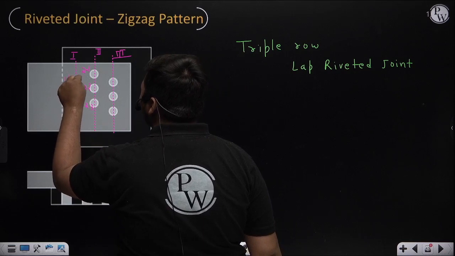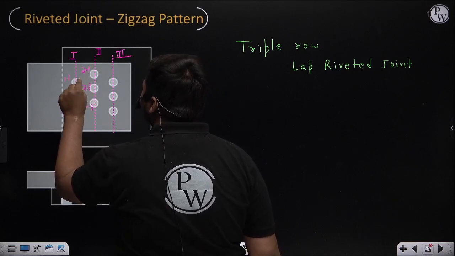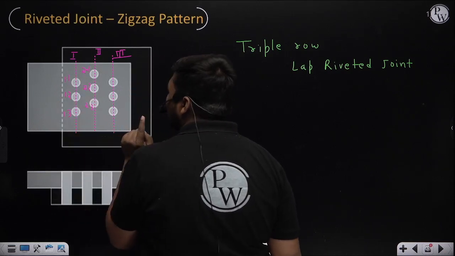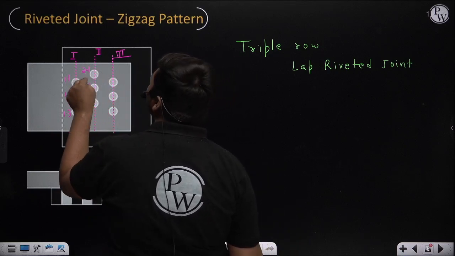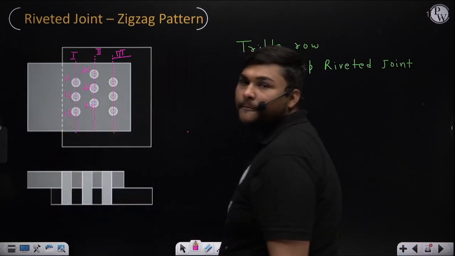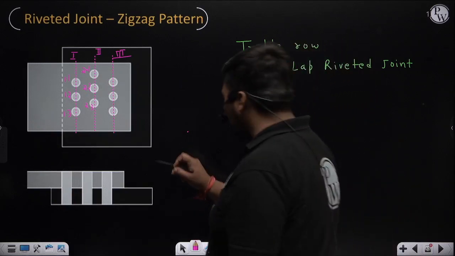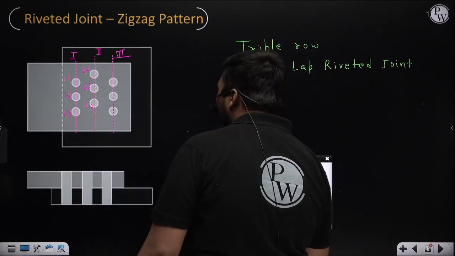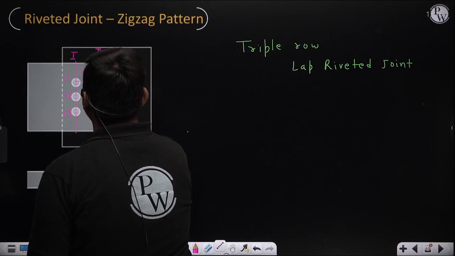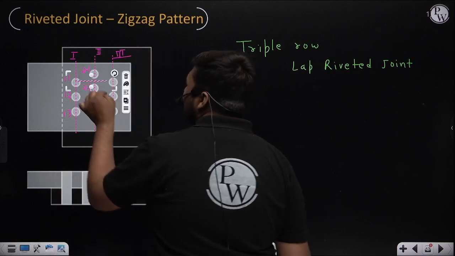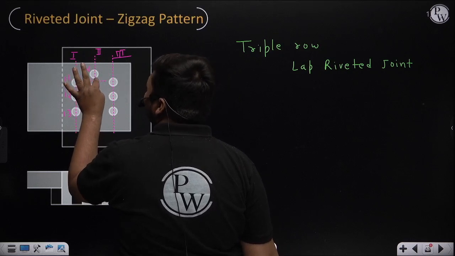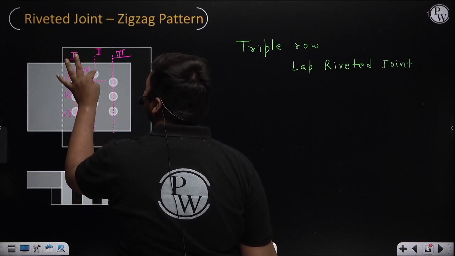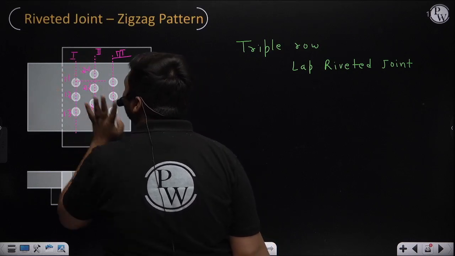At which point have we placed the first rivet of the first row? Exactly in front of that, we are not placing the first rivet of the second row. If I make a horizontal line from the first rivet, exactly in front of this rivet, in the second row, no rivet is coming. You can see here this rivet is above this line and this rivet is below this line.